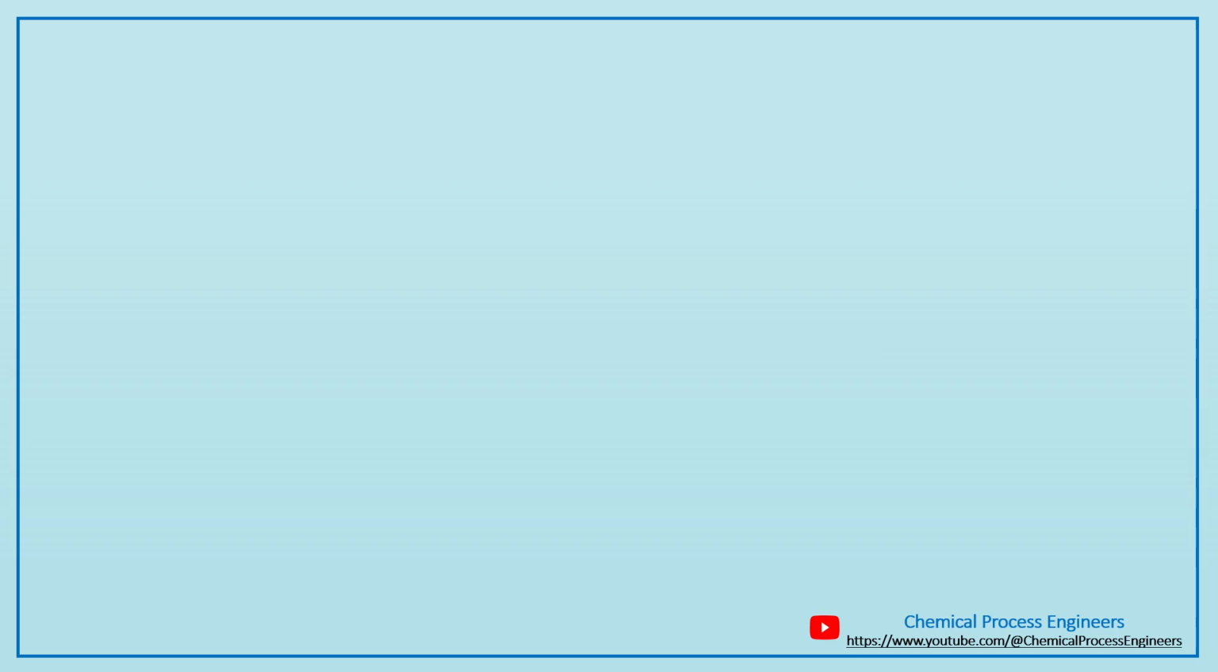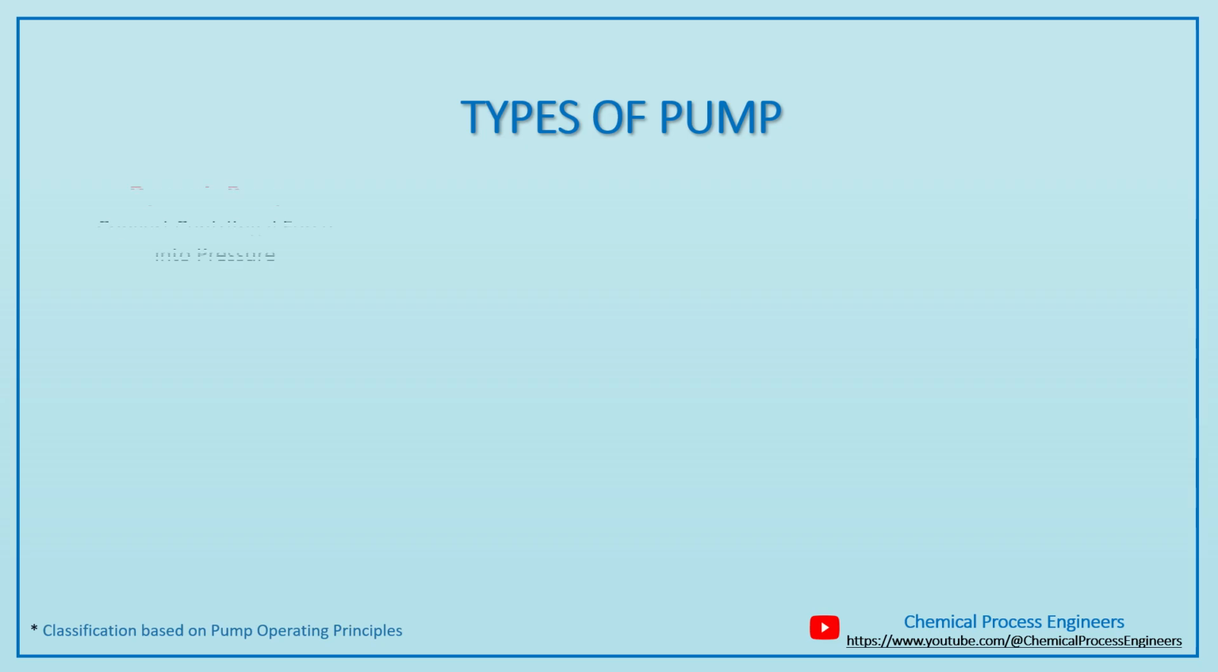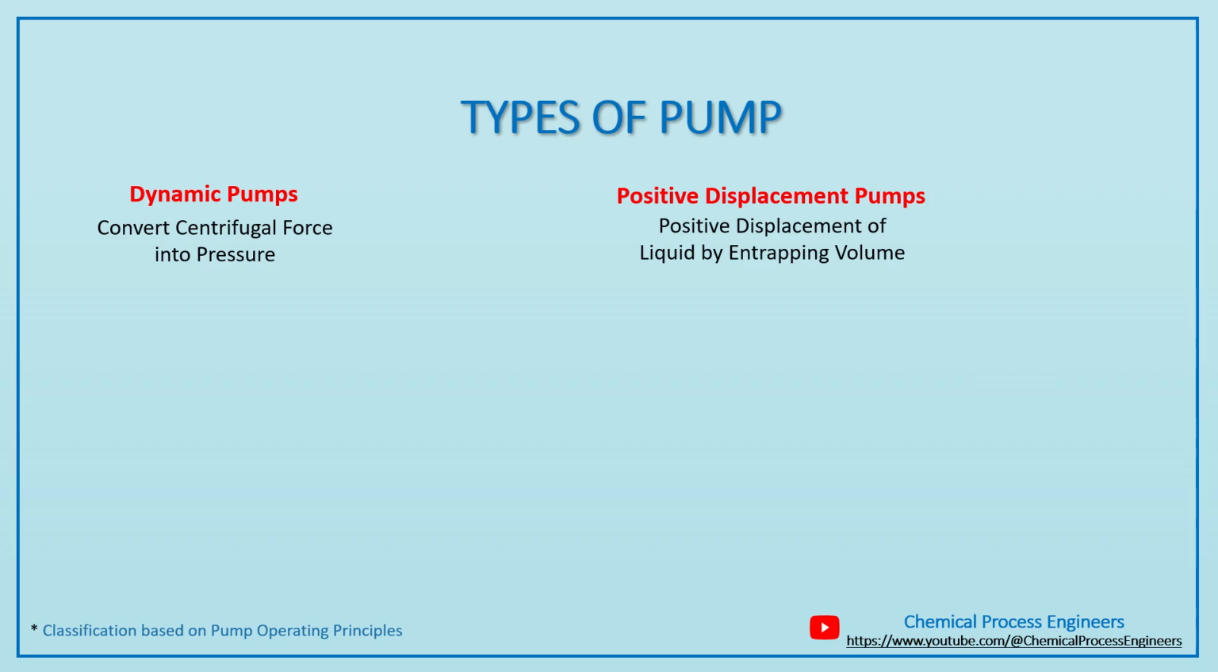Here types of pump are shown, and this classification is done according to their operating principles. Dynamic pumps use rotational components like an impeller to increase the fluid's kinetic energy and then convert it into pressure. Positive displacement pumps work by mechanically trapping and moving a discrete volume of fluid. A reciprocating pump is an example, using pistons or diaphragm to displace the fluid.